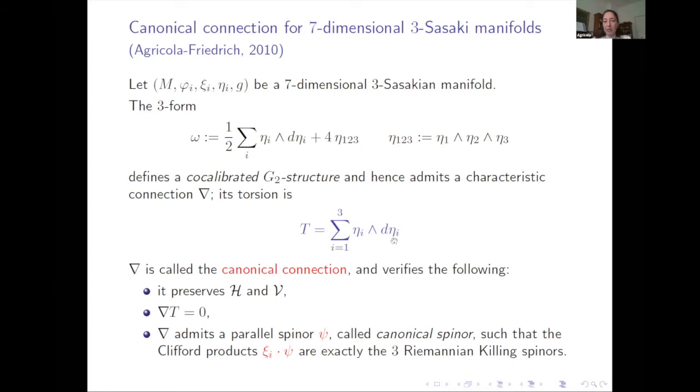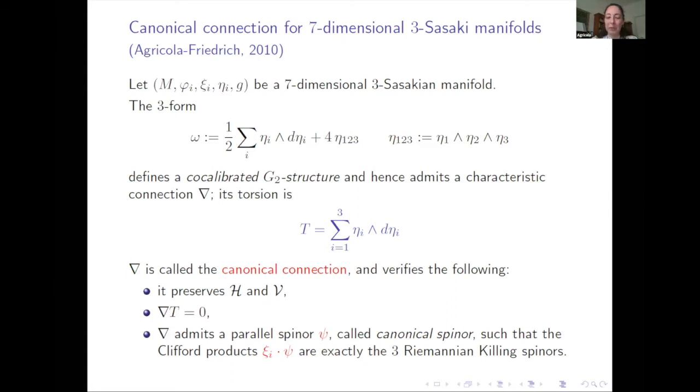Just a sum. And one realizes that this connection has good properties because one observes it's going to preserve the horizontal and vertical distribution. The torsion is parallel, very nice property. And in fact, because it's a G2 structure, it automatically admits a parallel spinor psi. And this spinor is such that the Clifford products of this spinor with the three Reeb vector fields are exactly the three Riemannian Killing spinors that any three-Sasaki manifold has. So we have a generating spinor, this Killing spinor, which geometrically from the three-Sasaki structure generates the Killing spinor fields. And maybe this is the answer to the question before, how obvious they are.